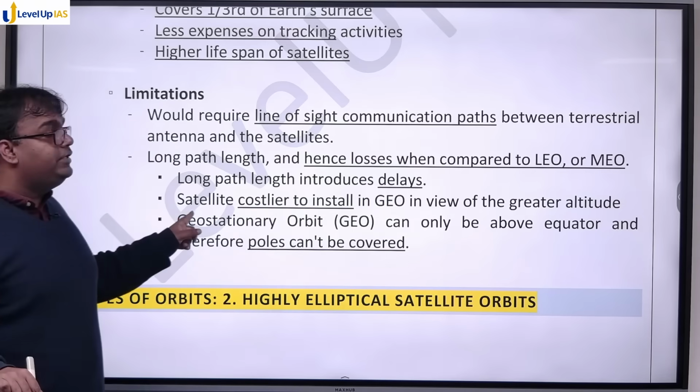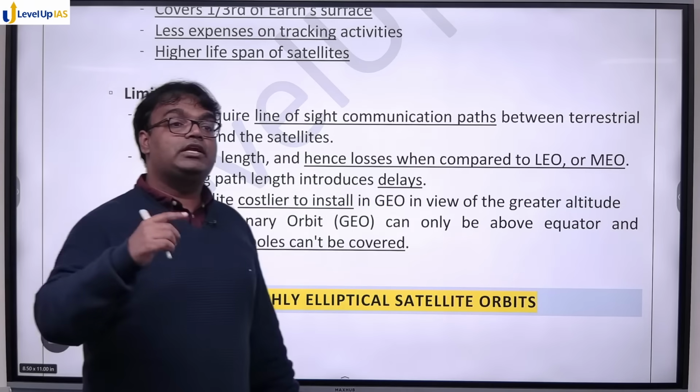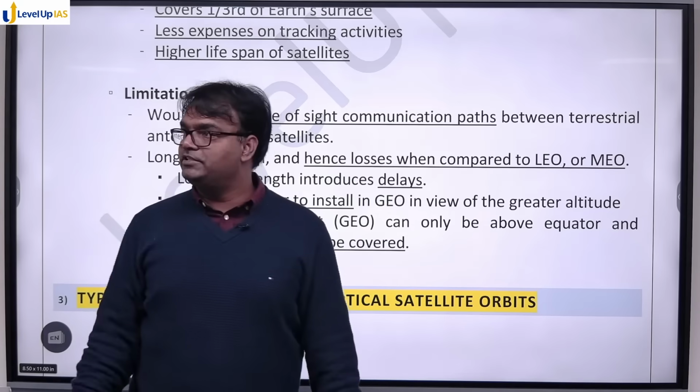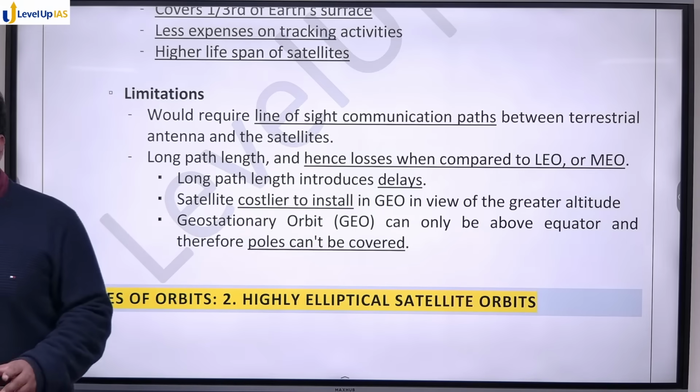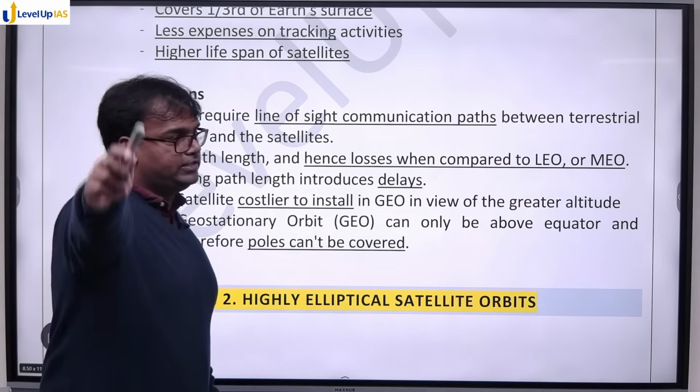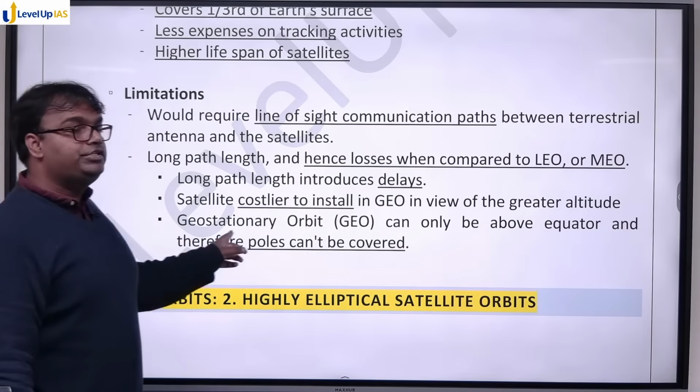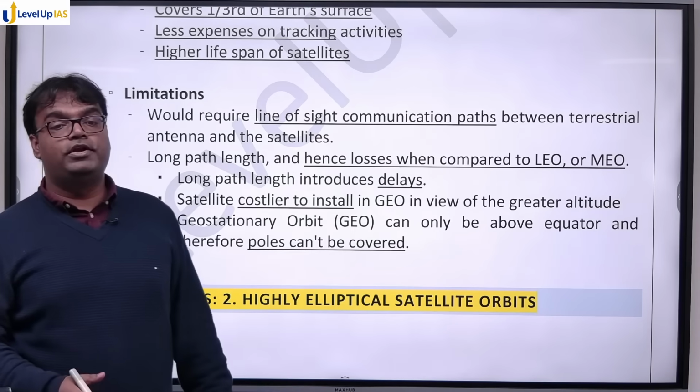Then satellite is costlier to install. Making satellite reach there is expensive. Do we understand why making satellite reach there would be expensive? Because आपके रॉकेट को सैटेलाइट उतनी दूर लेके जाना पड़ेगा. Then geostationary satellite will never be able to cover polar region.